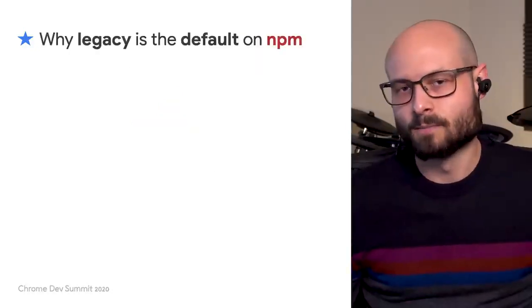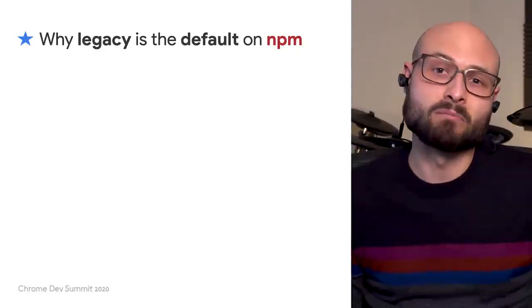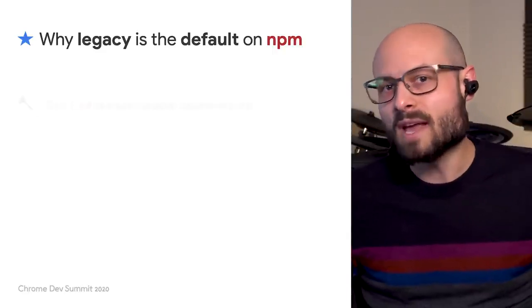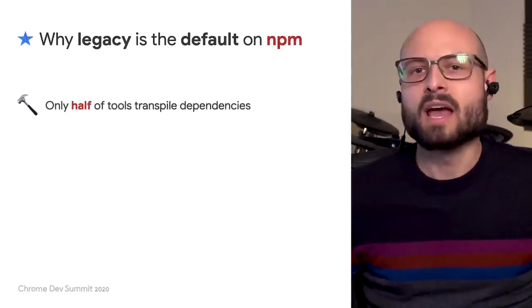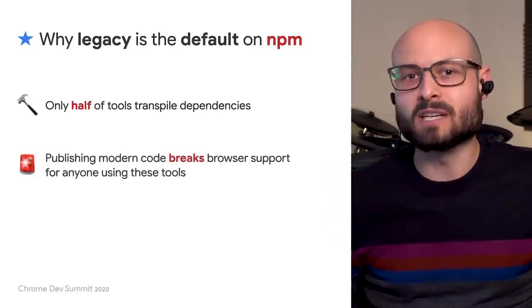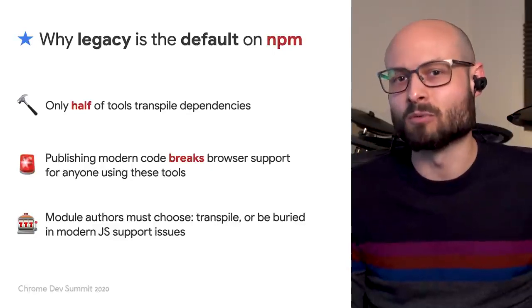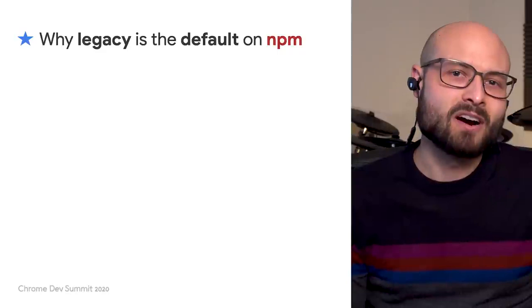So why is this? A big part of the reason is that package authors can't rely on application bundlers to transpile dependencies to ensure browser support. We estimate that only half of build tools transpile dependencies at all, which means that modern code published to NPM gets bundled as is by the remaining tools, and that unexpectedly breaks browser support for those users. Thing is, package authors came by this honestly.